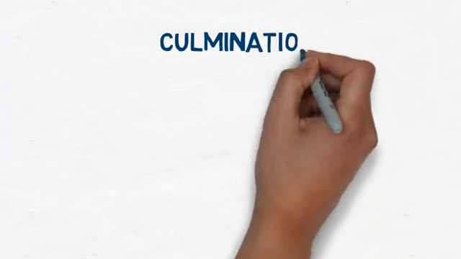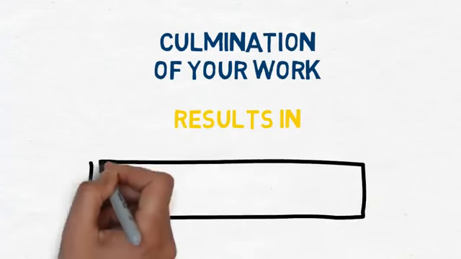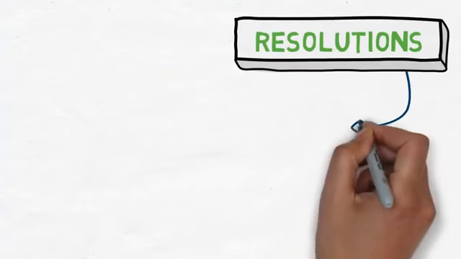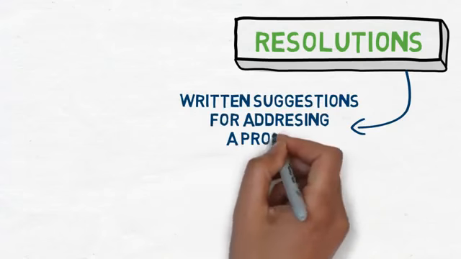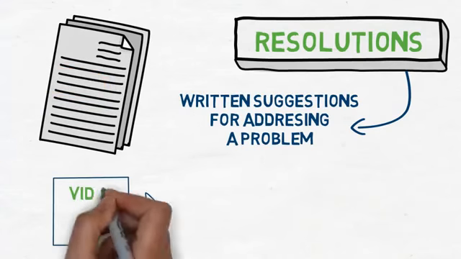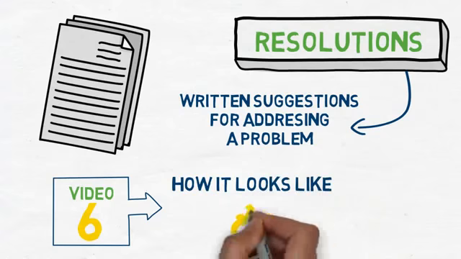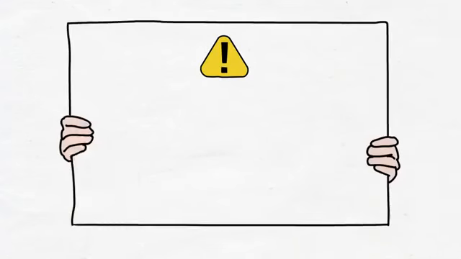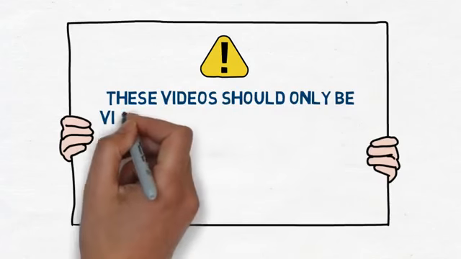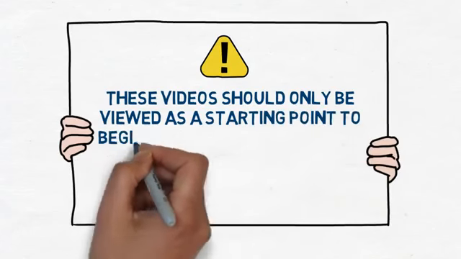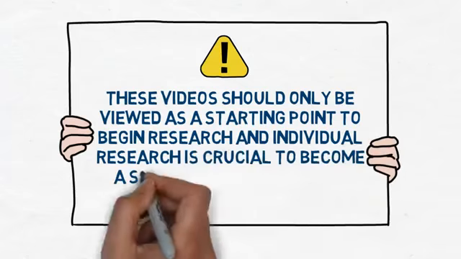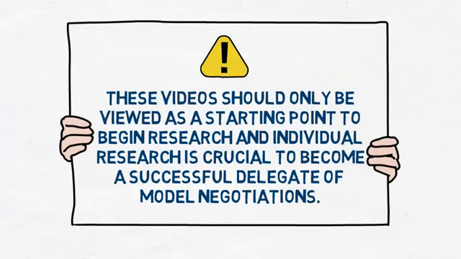The culmination of your work for the entire course results in resolutions, written suggestions for addressing a specific problem or issue. The last video will show you what a resolution looks like and explain how to write one. Last but not least, please note that these videos should only be viewed as a starting point to begin research, and individual research is crucial to become a successful delegate of model negotiations.